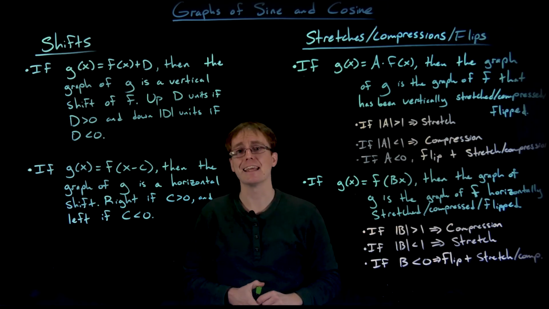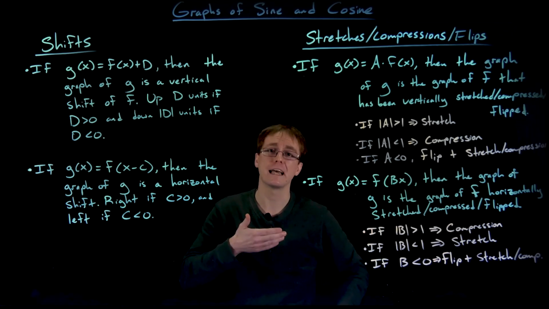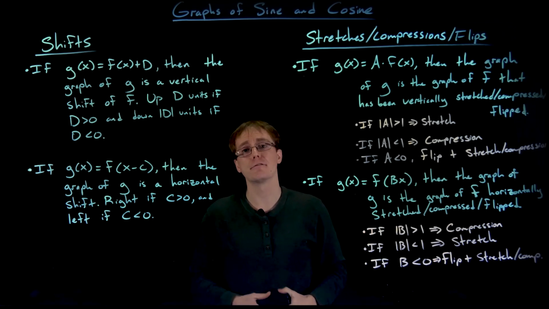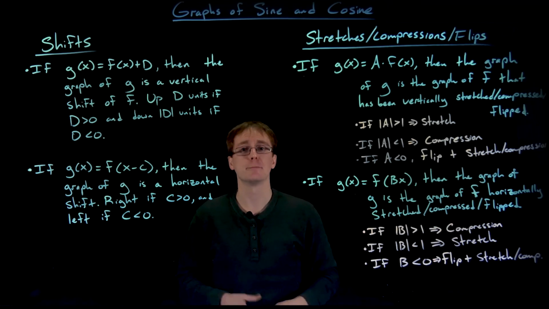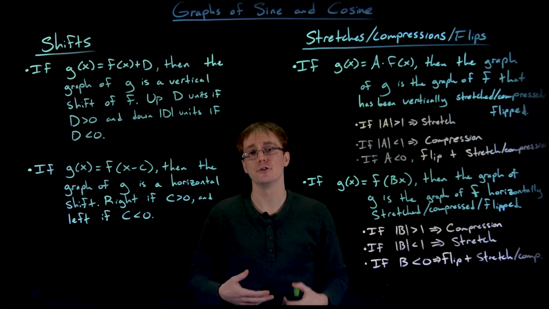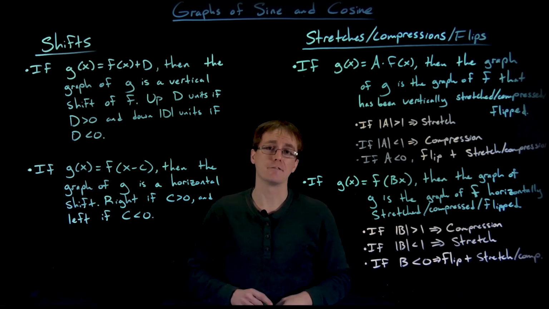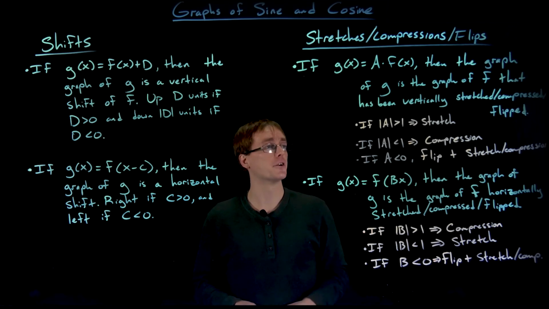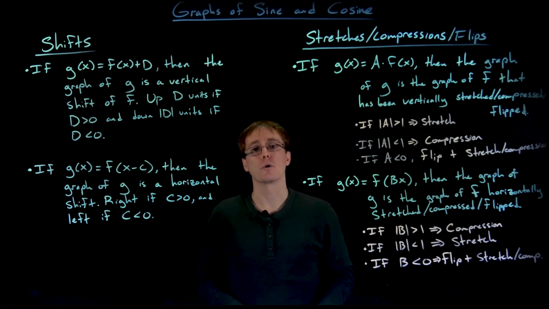And if a is negative or less than 0, that's going to cause our y values to flip over the x-axis. So we will get a vertical flip, and we might also have a stretch or a compression, depending on if that's like -2 or -1/3. If it's -1, then we only have the vertical flip. But if it's any other negative number, we'll have a vertical flip along with some stretch or compression.